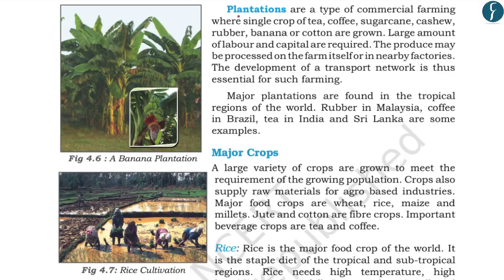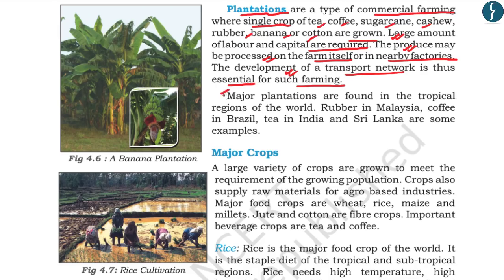Now according to this book, plantations are a type of commercial farming where a single crop of either tea, coffee, sugarcane, cashew, rubber, banana or cotton is grown. And according to this book, in plantation farming, a large amount of labor and capital is required, wherein the produce produced in plantation farming such as rubber, tea, coffee and others is either processed on the farm itself or in a nearby factory, and because of this, the development of a transport network is therefore essential for plantation farming.